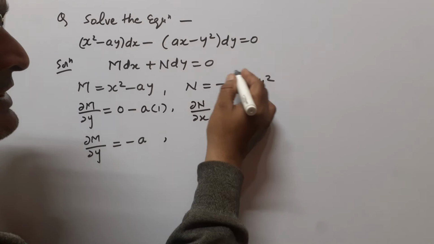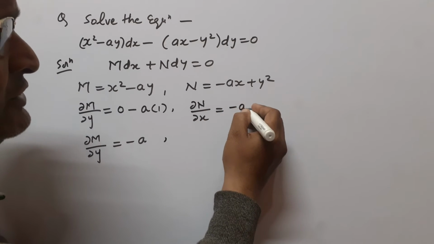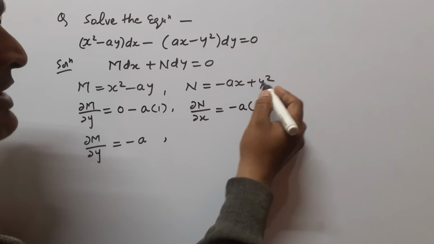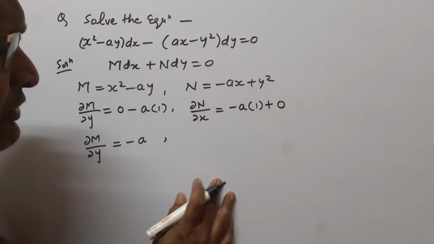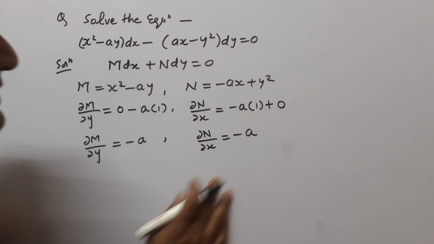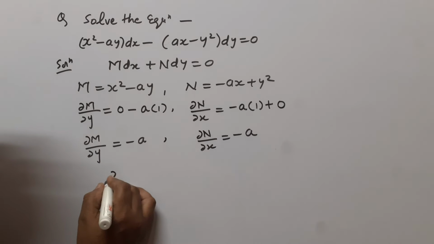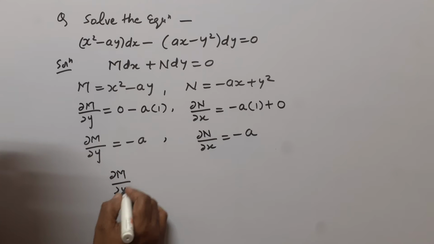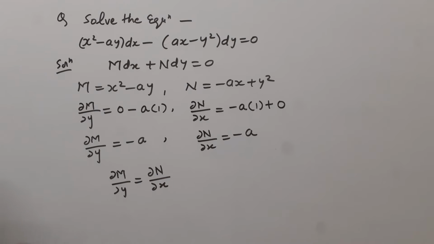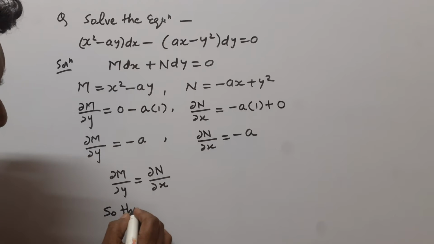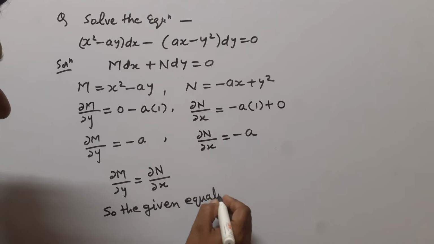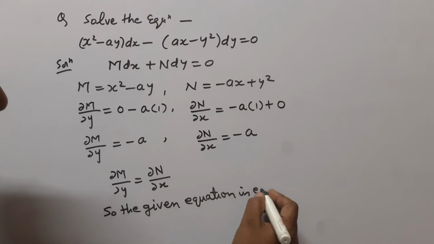So when we differentiate this, minus ax, minus a is constant and differentiation of x is 1, and differentiation of y square with respect to x is equal to 0. So del n by del x is equal to minus a. Here we can see that del m by del y is equal to del n by del x. So the given equation is exact.